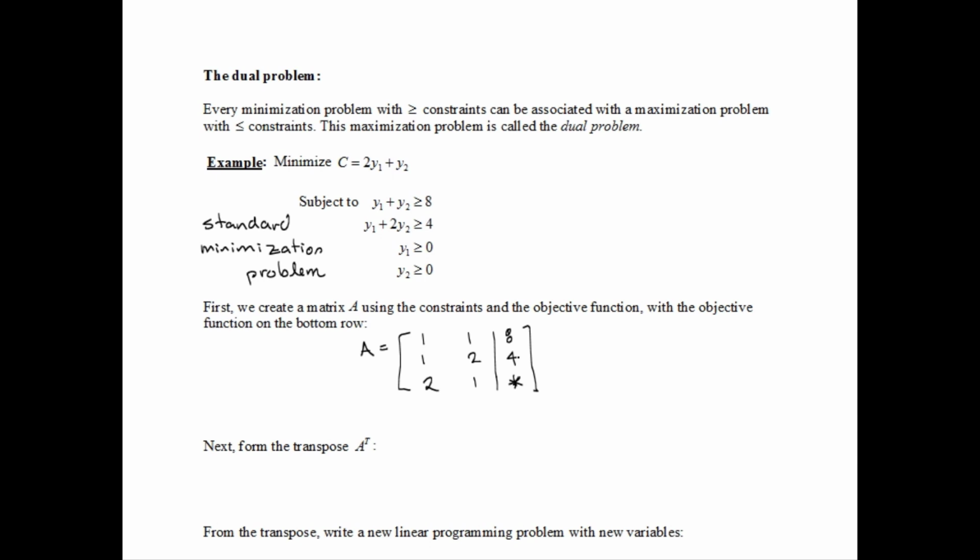Now from this we form the transpose. So rows become columns, columns become rows. So my first row becomes the column 1, 1, 8. My second row of A becomes the second column, so 1, 2, 4. And then my third row becomes the third column, 2, 1, and I'm using an asterisk, but it turns out it doesn't really matter what we have in that position, because we're going to figure out how to handle that when we write the dual problem.